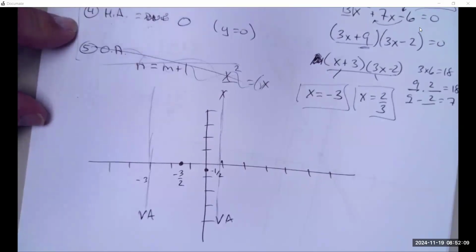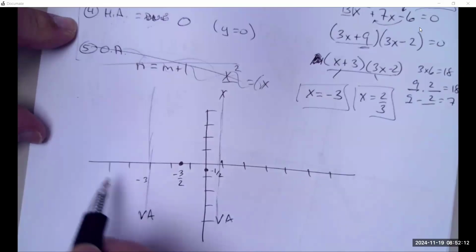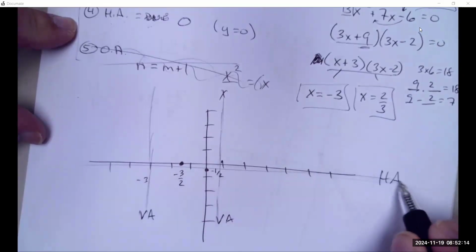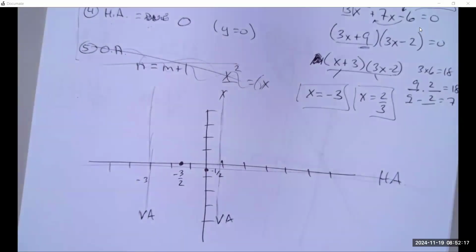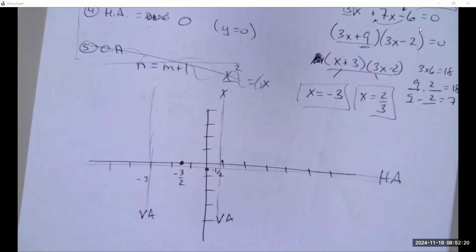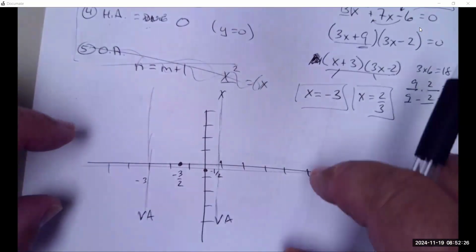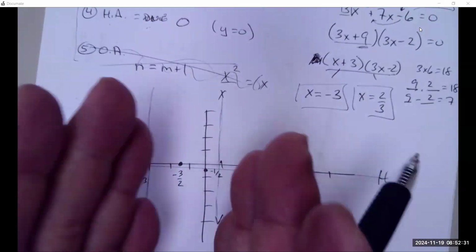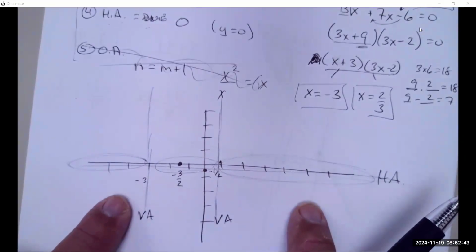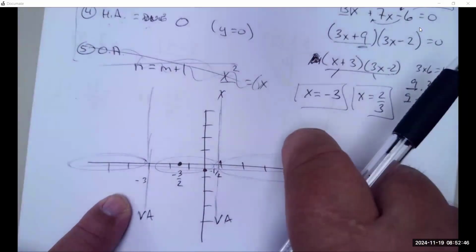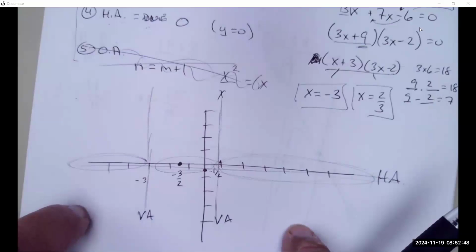Horizontal asymptote. It's the x-axis. So that's my horizontal asymptote. So far, so good. Now, looking at this on the outer, remember we talked about the end behavior earlier? Same thing here. You notice in the outside domains, we have this domain here, we have this domain here, and we have this domain here. You notice in the outer ones, there are no x-intercepts. So that means the graph's either going to be above or below the x-axis.